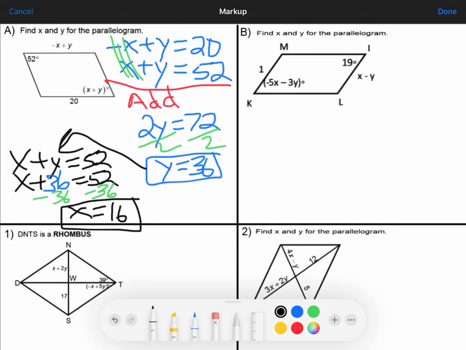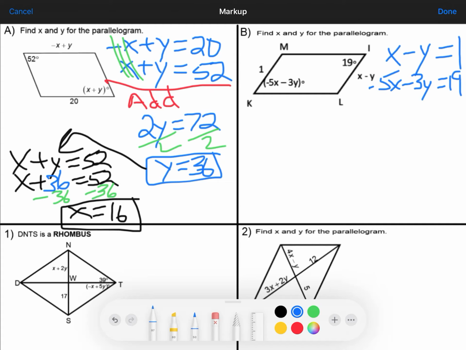Problem B can be done a couple different ways, but just like the last problem, sides are equal. I'm going to make sure to write x minus y first, equals 1. And angles are equal. Negative 5x minus 3y equals 19. There's two ways to do this problem to start. What I'm going to do is show you one way first, and then I'm going to erase it on purpose to show you a little bit tougher way to cancel things out on purpose.